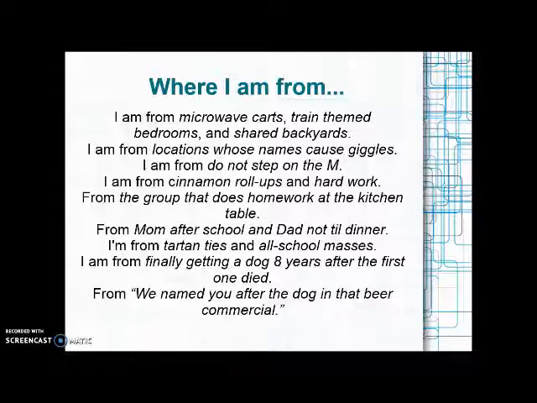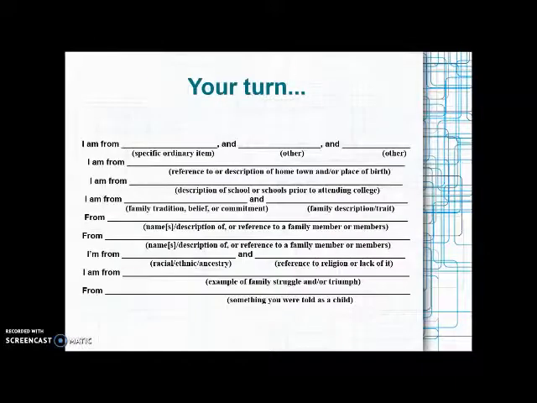I wrote this. This is where I am from. This is a poem representing my life. What I would like you to do is try something of the same kind. All you have to do is fill in the blanks.